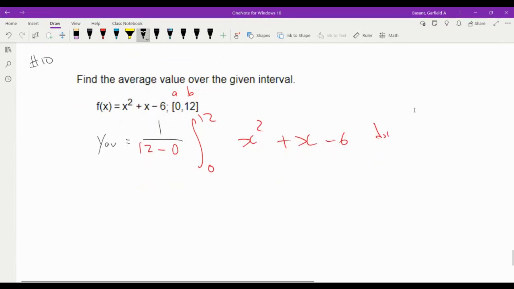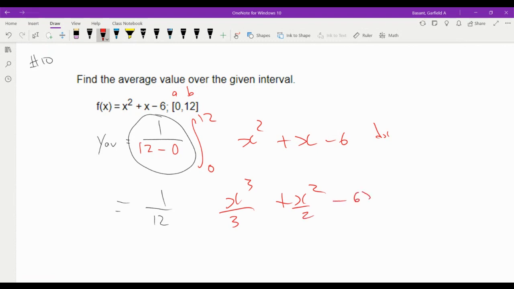So what's the new thing that we're really doing? The only new thing we did was just add the 1 over 12 in front. Everything else is the same, right? Actually, we could probably skip this step. We could go straight to the integral, right? The integral of x squared is x to the third over 3 plus x squared over 2 minus 6x. And we're going to evaluate that from 0 to 12. And once we evaluate it, we multiply it by 1 over 12, and that's called the average value.